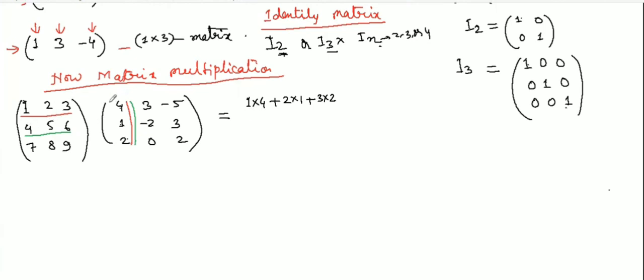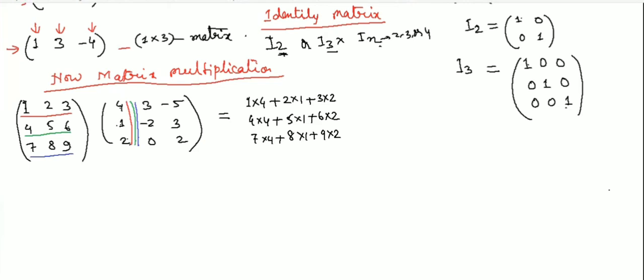So 4 multiplied by 4 plus 5 multiplied by 1 plus 6 multiplied by 2. Now take the third row of the first matrix and keep the first column with you. Write down 7 multiplied by 4 plus 8 multiplied by 1 and then plus 9 multiplied by 2. So we did the first column of the resulting matrix.